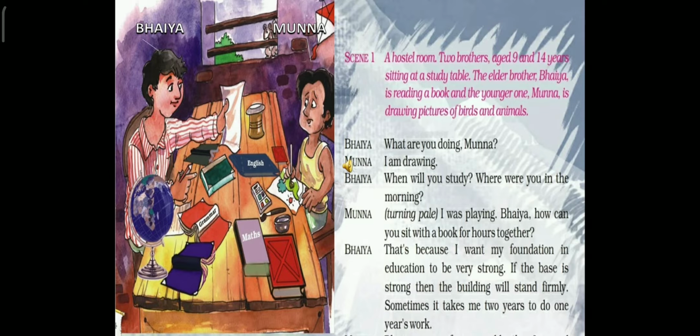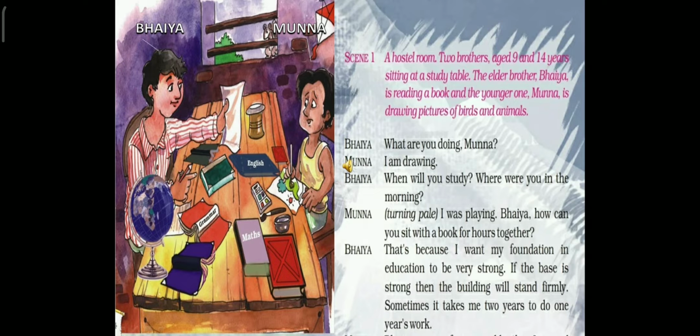Now, let us move on to the scene. A hostel room. 2 brothers, aged 9 and 14, sitting at a study table. So, who is 9 years old? Munna is 9 years old and Bhaiya is 14 years old. And they are sitting at their study table. The elder brother, Bhaiya, is reading a book and the younger one, Munna, is drawing pictures of birds and animals. We can already see it from the picture.